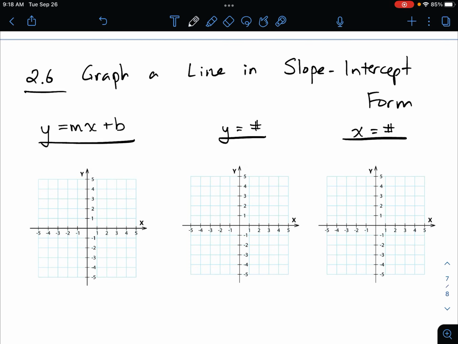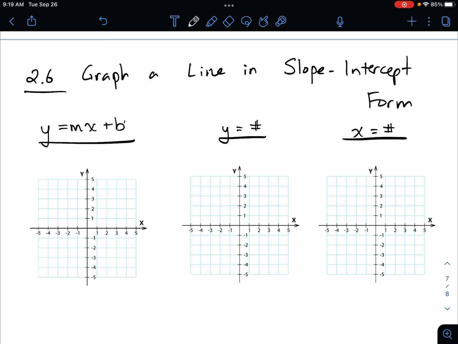2.6 is going to be a quick video. This is on how to graph a line in slope-intercept form. We've done this before. Remember, slope-intercept form is y equals mx plus b. We know that m tells you the slope, rise over run, and b tells you the y-intercept, that's where to start on this vertical y-axis.